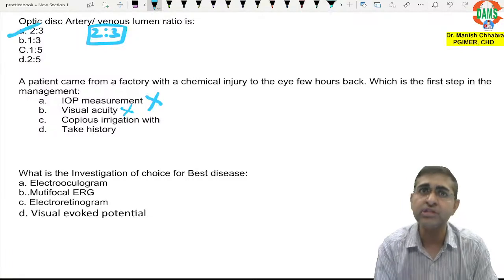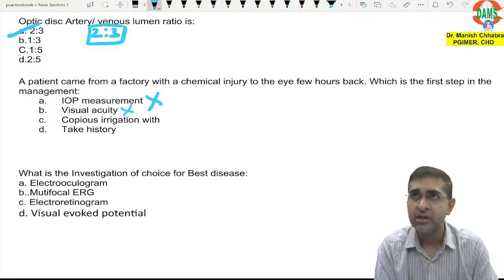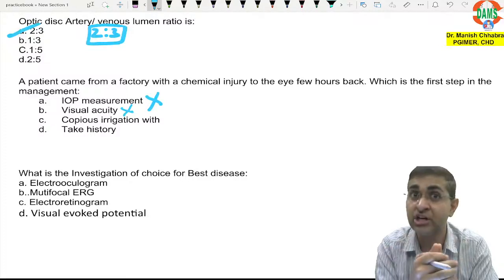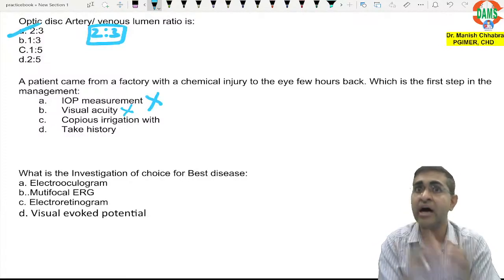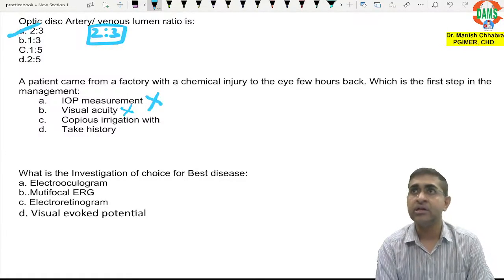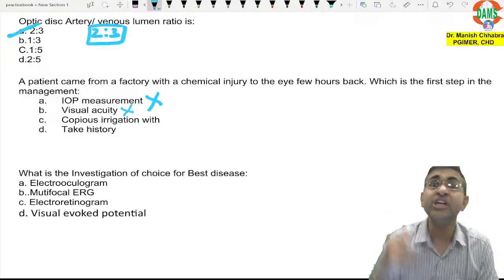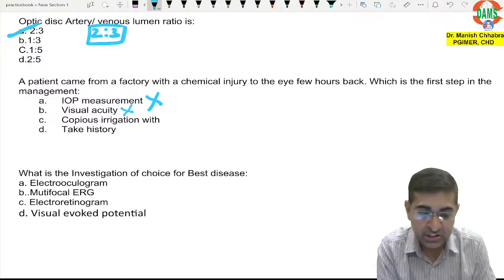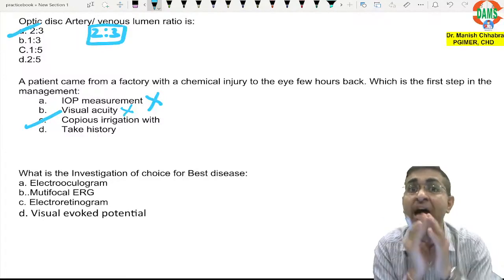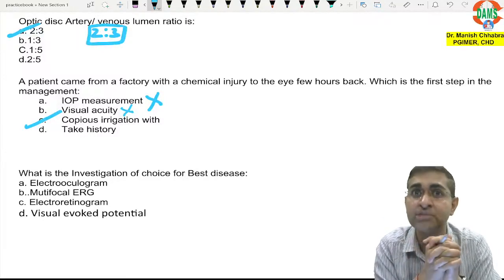First and foremost, I'll quickly take a BSS solution, normal saline or maybe distilled water, and then I'll ask the patient to lie down in the emergency bed, and I will start flushing the eye. I'll do copious irrigation with BSS, normal saline, because I need to flush the chemical as soon as possible.